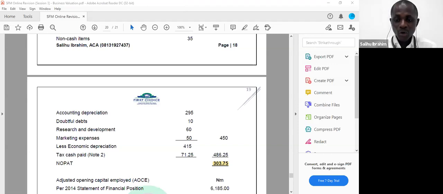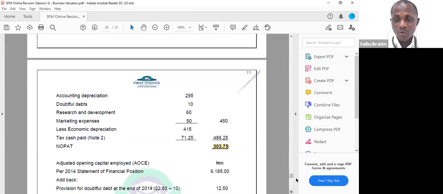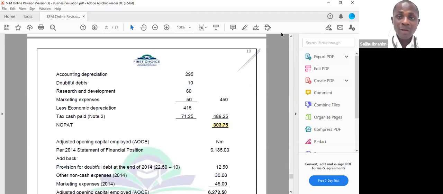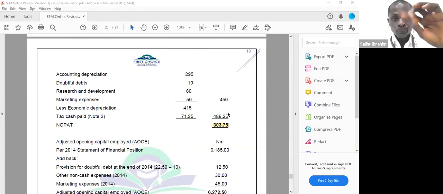So that is the computation of our NOPAT. That's the computation of our NOPAT. Now let's go to capital. Do you have questions on the NOPAT, so that we can continue?